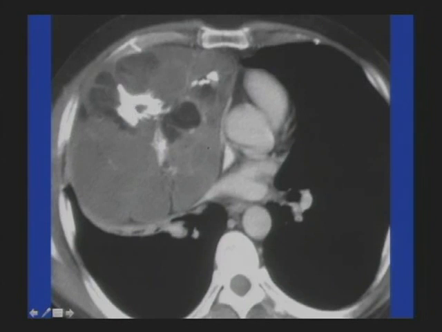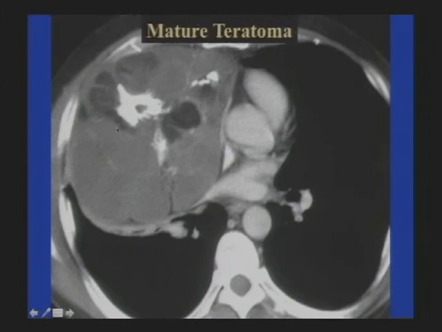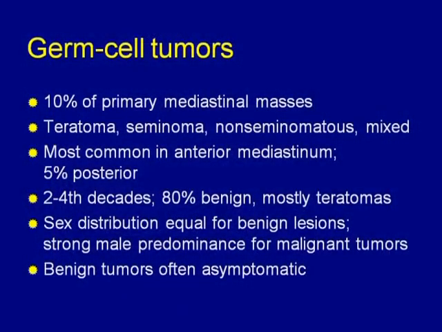We see a lot of mature elements. Those are the elements I would consider mature in this, and this is a mature teratoma. Germ cell tumors are a common cause of anterior mediastinal masses.